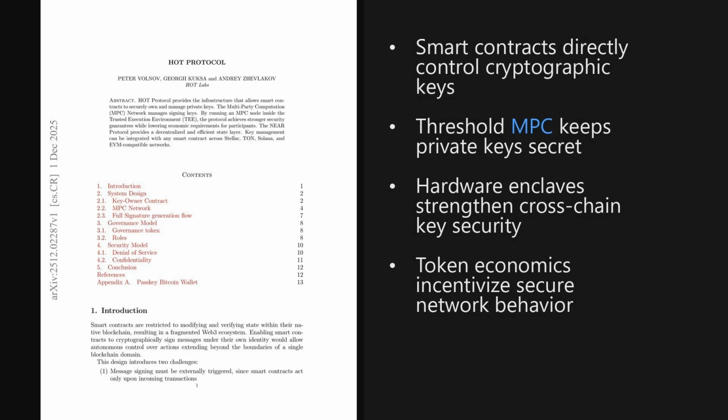So, two big takeaways stand out. Hot Protocol lets smart contracts actually control cryptographic keys through a pull-based authorization check, plus a threshold multi-party computation network, and it turns that into a cross-chain, hardware-backed security layer with real economic incentives. That unlocks safer wallets and richer decentralized apps.